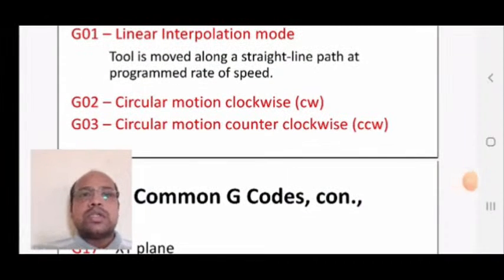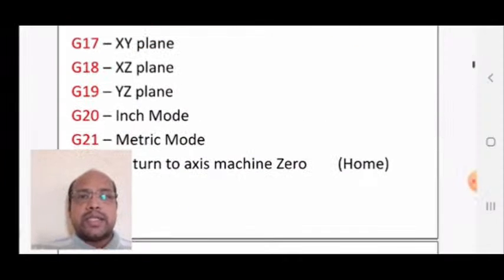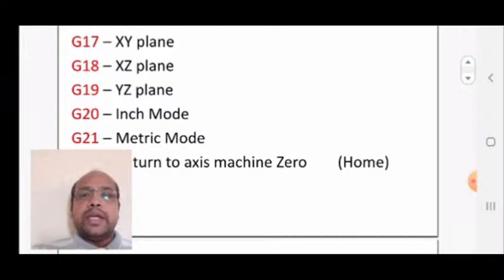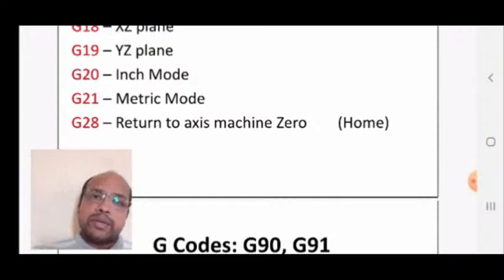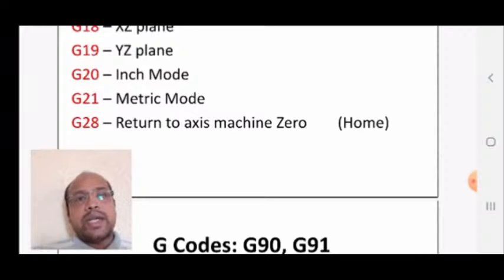See, G03 is circular motion counterclockwise, G17 XY plane, G18 XZ plane, G19 YZ plane. It means the tool will be taken in the XY plane, the YZ plane, or the XZ plane. Similarly G20 is inch mode, when we want to write a program in inch mode. G21 is when we want to write a program in metric mode. G28 is return to machine zero, which is called the home position. So after performing all operations the tool will come back to its original position, that is called the home position, or you can simply call it machine zero.